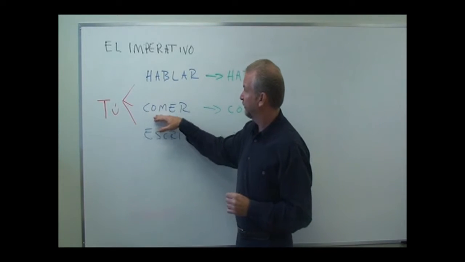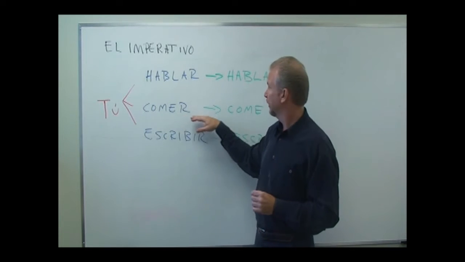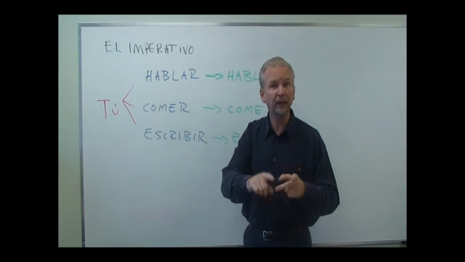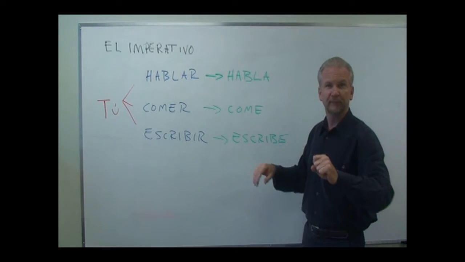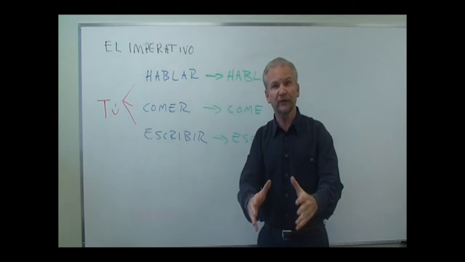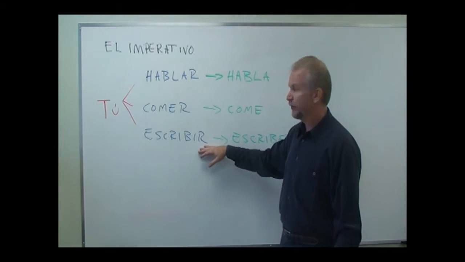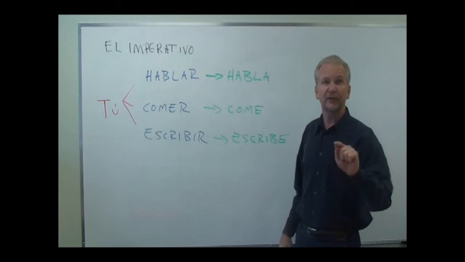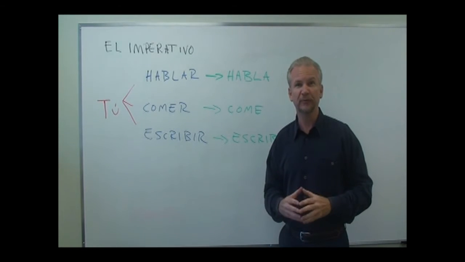With the verb comer, an ER verb, again we use the third person form. So yo como, tú comes, él, ella, y usted come, that's the third person form. So we would say come, if you wanted to tell somebody to eat. With the IR verbs, we have escribir, the same thing. You want to tell somebody to write, you would just say escribe, escribe tu nombre, write your name, or something like that.